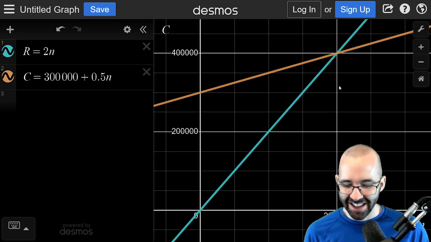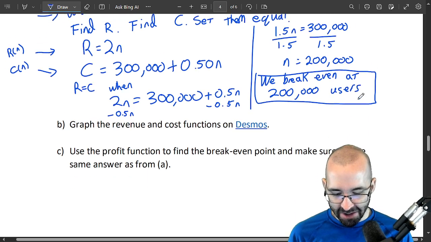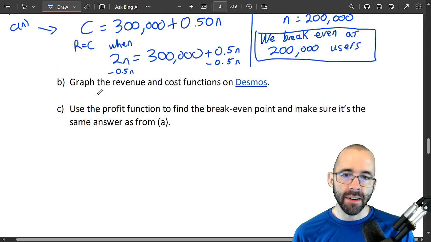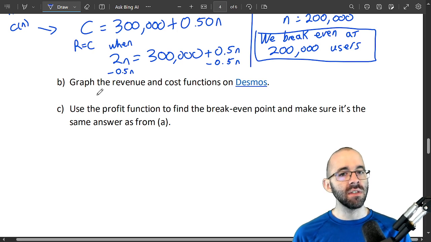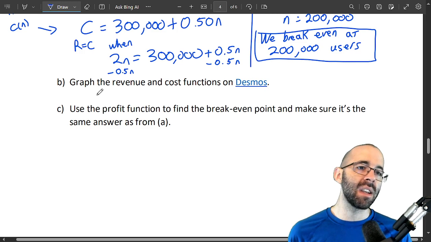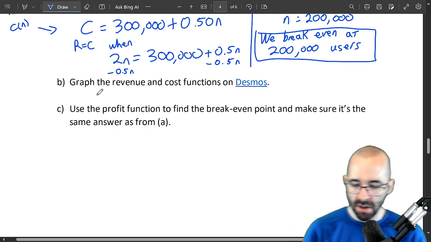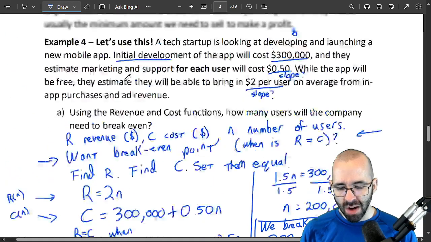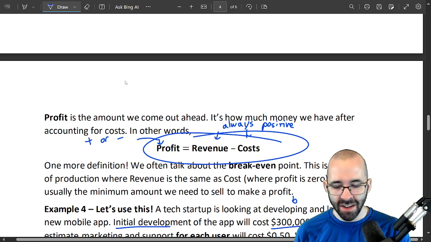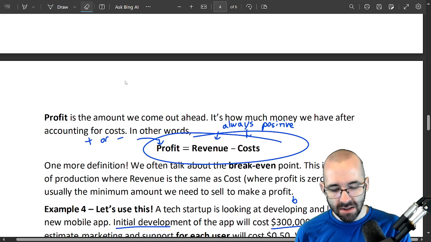All right, let me know if you have any questions about this. Part C is going to check our answer for part A. It says find the profit function and use that profit function to find the break-even point. Let's make sure it's a break-even point. So what is profit? I don't remember. That's a lie. I do remember. But if you didn't remember, profit is revenue minus costs.